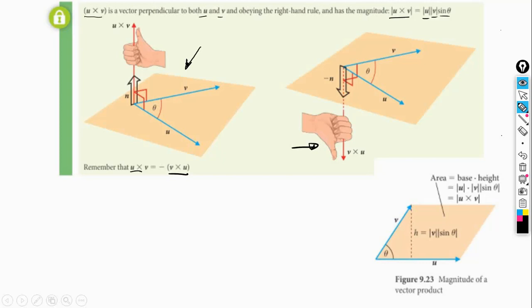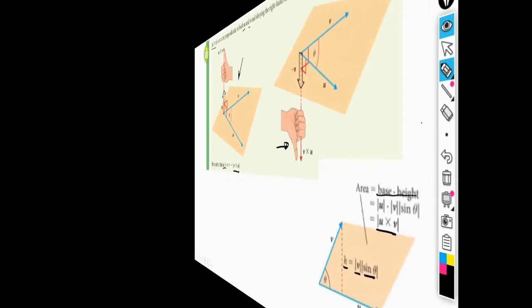Now, recall that the area of a parallelogram is base times height, but we can determine the height using the magnitude of v times the absolute value of the sine of the angle. As we can see here, this is just simple trigonometry, right? So that means that the magnitude of u times v will give us the area of the parallelogram that is formed by the vectors v and u.